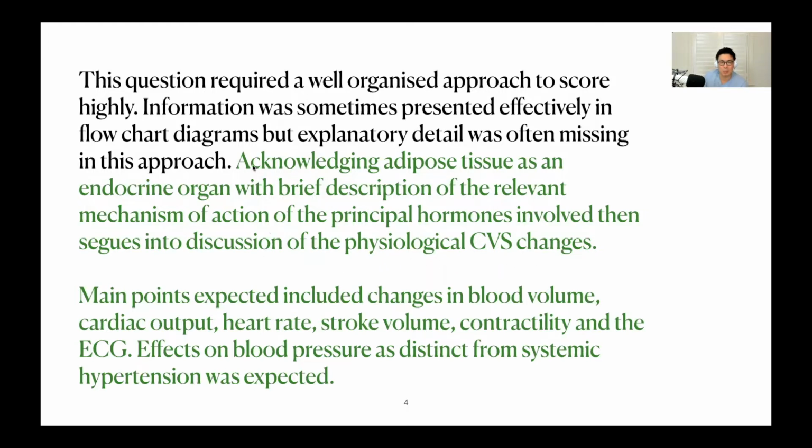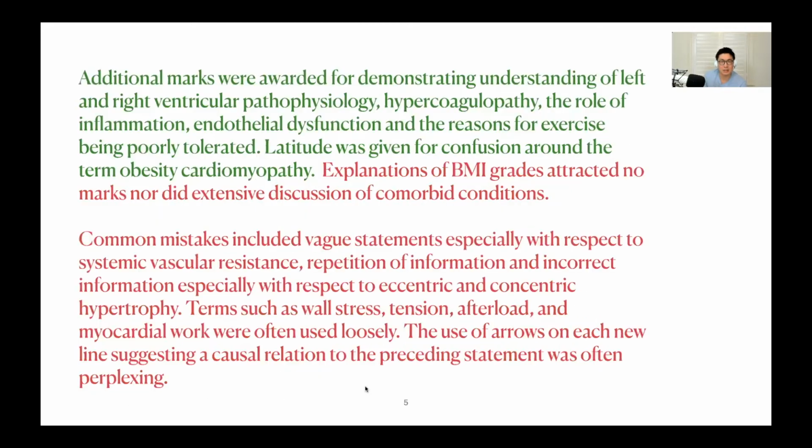then segues into discussion of the physiological cardiovascular changes. There's quite a bit to unpack there. The main points expected included changes in blood volume, cardiac output, heart rate, stroke volume, contractility, and the ECG. Effects on blood pressure as distinct from systemic hypertension was expected. Additional marks were awarded for demonstrating understanding of left and right ventricular pathophysiology, hypercoagulopathy, the role of inflammation, endothelial dysfunction, and the reasons for exercise being poorly tolerated.